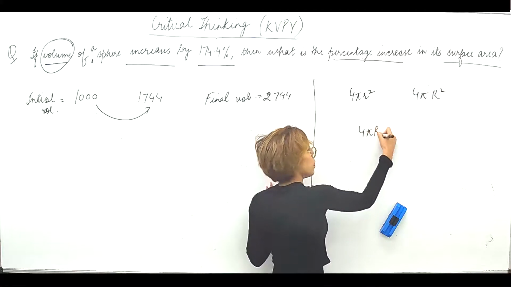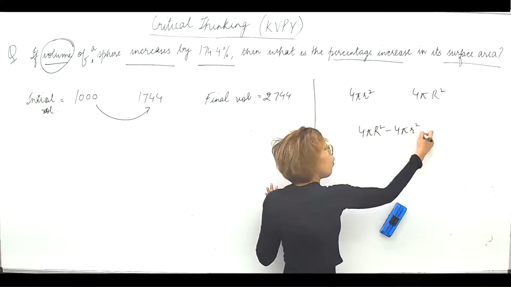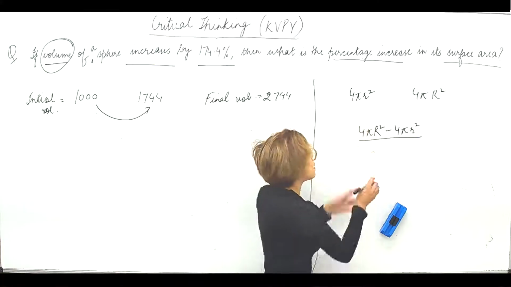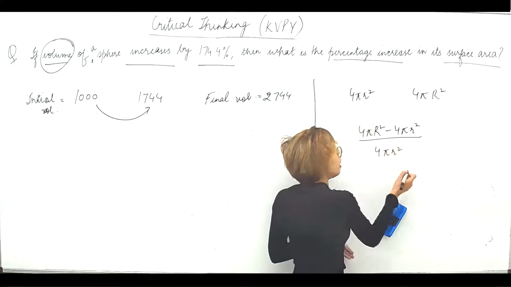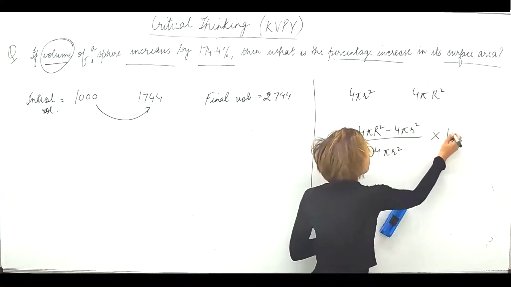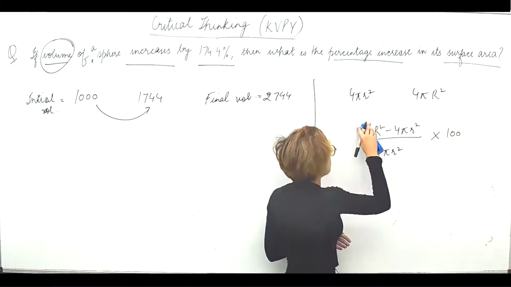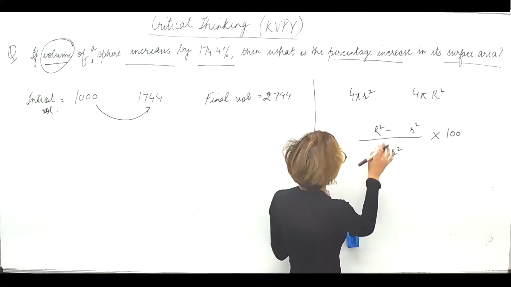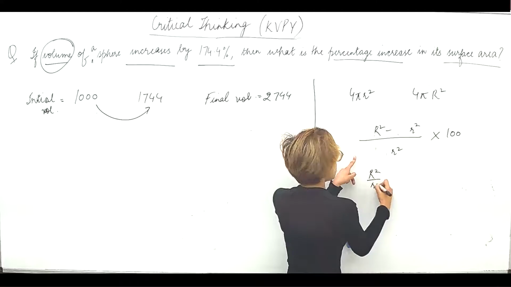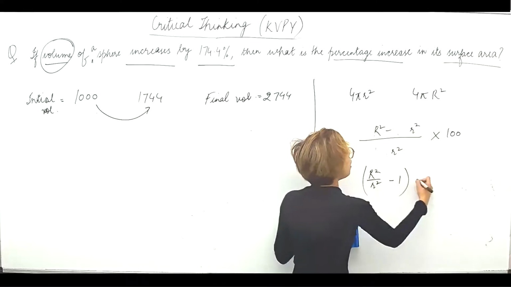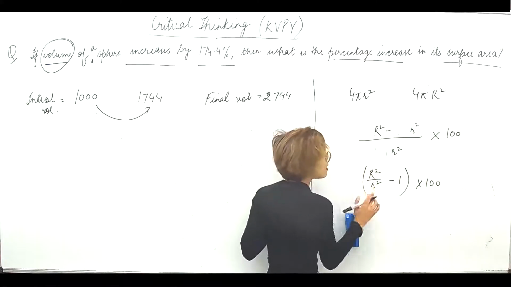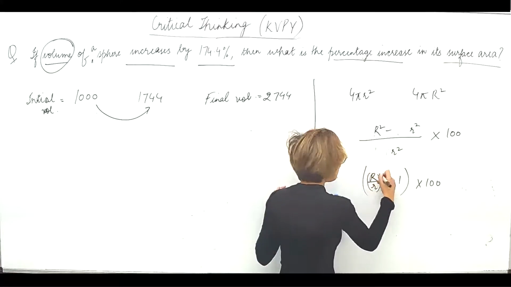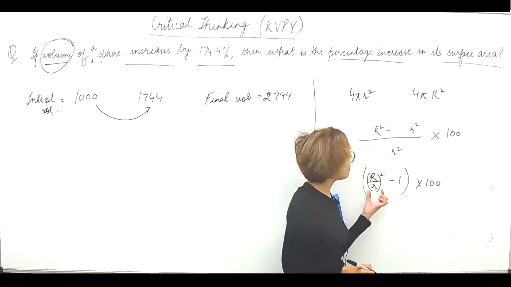So 4 pi capital R square minus 4 pi r square whole divided by, percentage increase with respect to what? With initial surface area, which is 4 pi r square. A percentage increase, so into 100. Right? So, okay, obviously 4 pi gets cancelled. And if I separate these out, I'll get capital R square by r square minus 1 into 100. Now, I can write this as capital R by r whole square. Right? So, in order to evaluate this, all I need is this ratio.